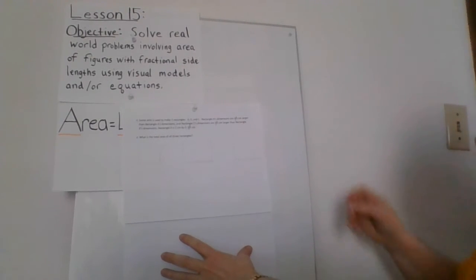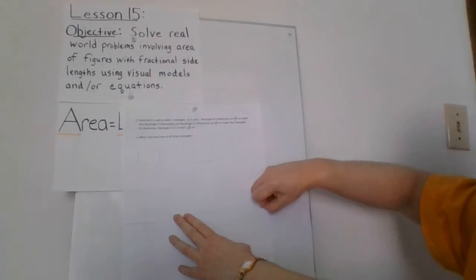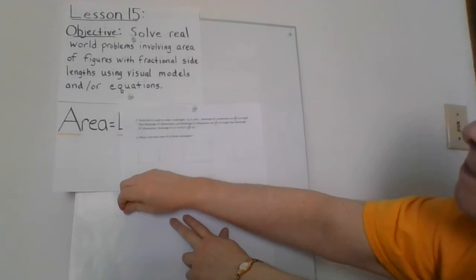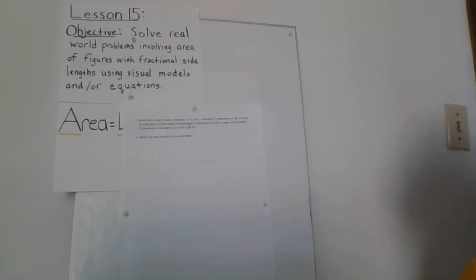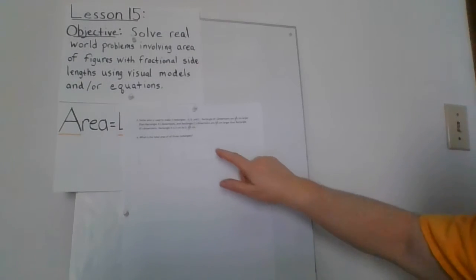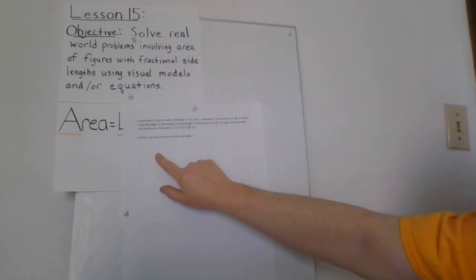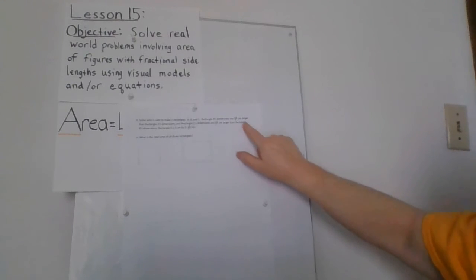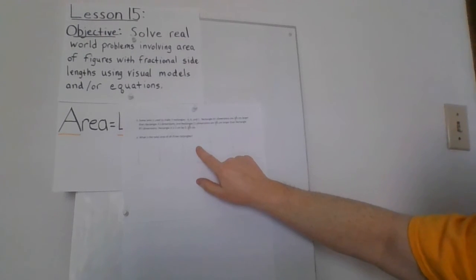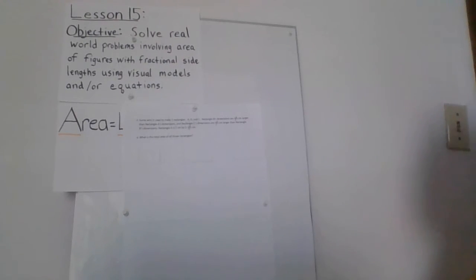So let's get started with question number 4. Some wire is used to make rectangles A, B, and C. Rectangle B's dimensions are 3/5 larger than A, and rectangle C's dimensions are 3/5 larger than B. Rectangle A is 2 centimeters by 3.5 centimeters.